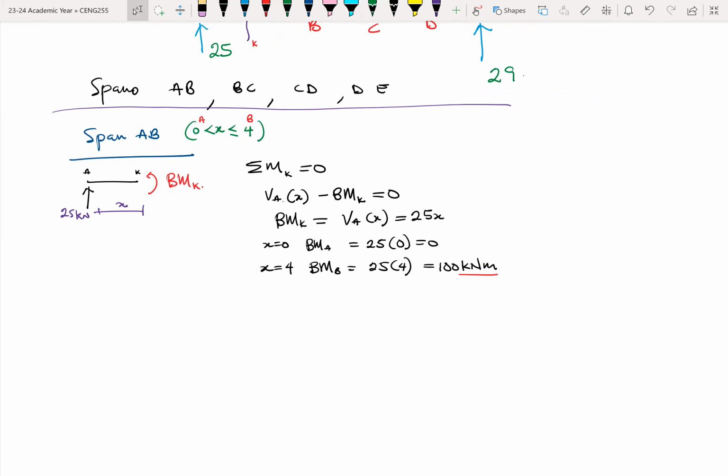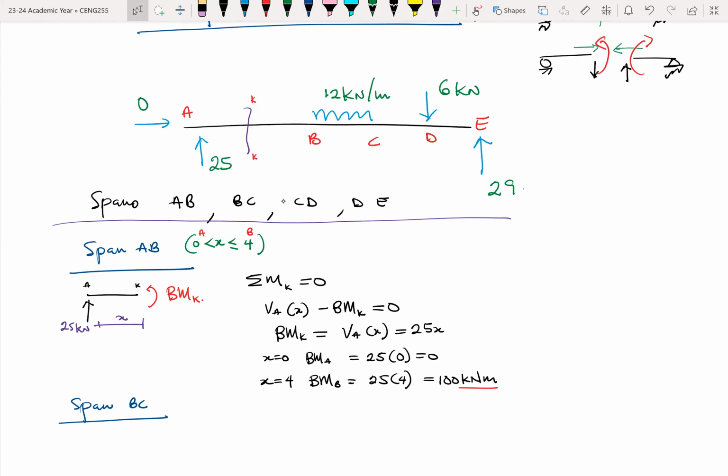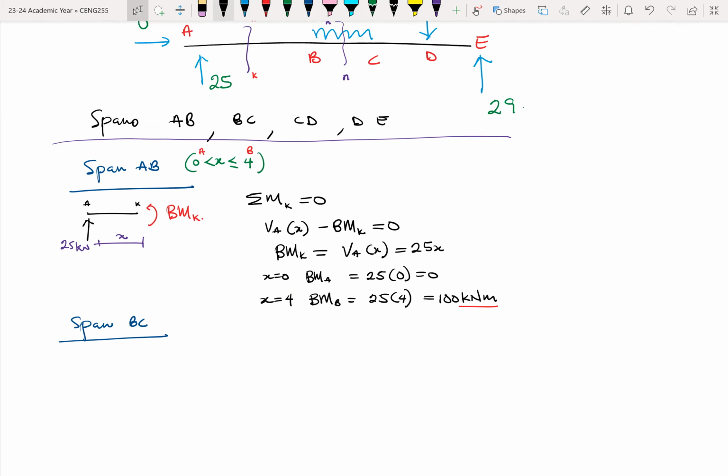Then what again do we have? Okay. Now let's go to the next span, span BC. Again, we shift our goalposts. So now instead of cutting a section at K or between A and B, we come and cut a section between B and C. Let's call that section maybe N, right? So we cut a section between B and C, which means that our beam will now look like this.